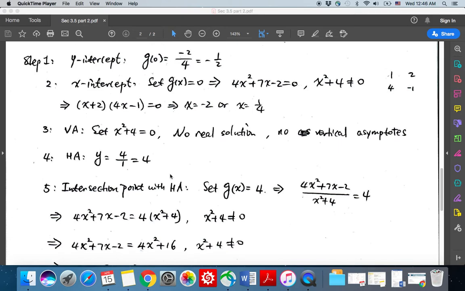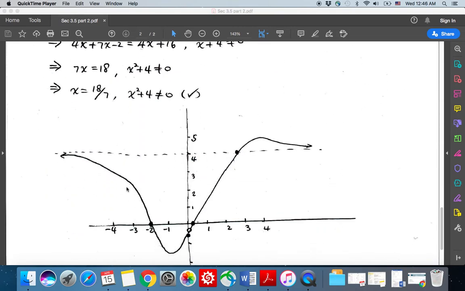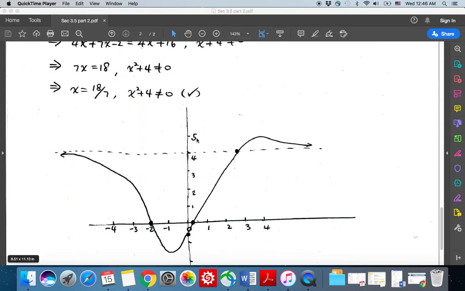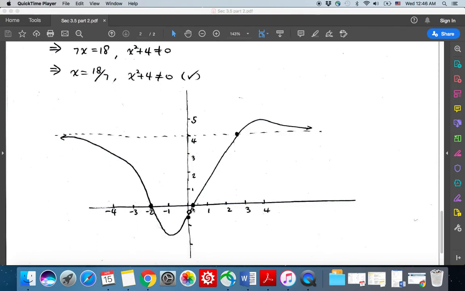So now we have all the key points and asymptotes, and we want to set up a properly scaled coordinate system so that we can capture all of these key features. Okay, so these 2 points are my x-intercepts. This is my y-intercept. This is the horizontal asymptote. We don't have any vertical asymptote. And this is the intersection point with the horizontal asymptote. In other words, my curve has to pass through these points. So let me connect these 3 points first.